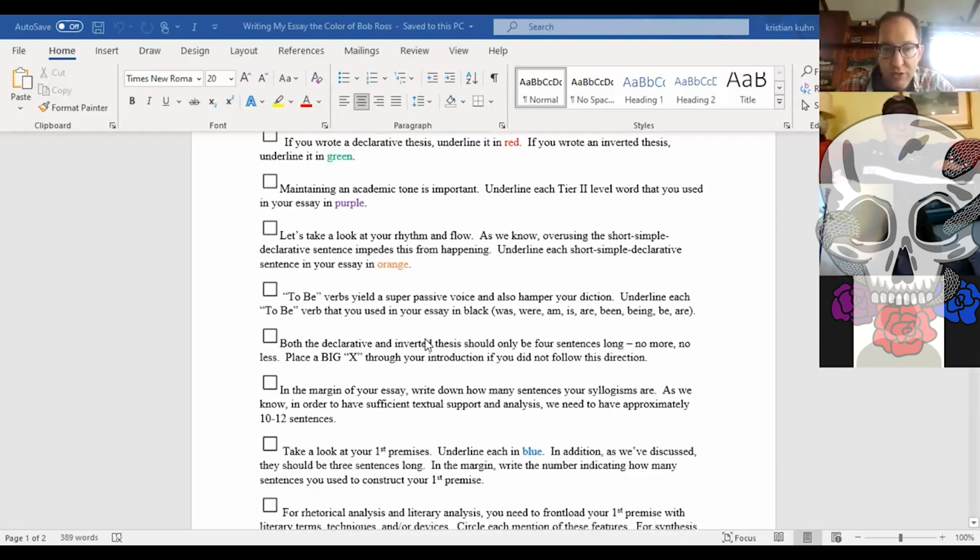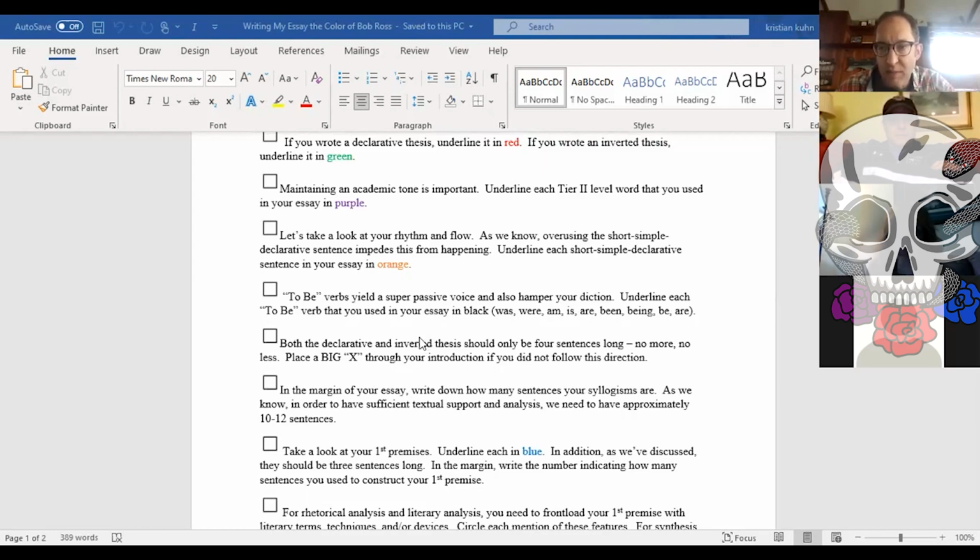To be verbs yield a super passive voice and also hamper your diction. Underline each to be verb that you use in your essay in black. And here's where the learning comes. Instead of having to write this in the margin 100 times, they see it on their own. If you have a lot of black, you got a lot of short, simple declarative sentences, and you don't have a lot of purple. So you got to work on the black. That's your learning target next time you write. Or if you're going to revise this essay, go through and eliminate most of the black.